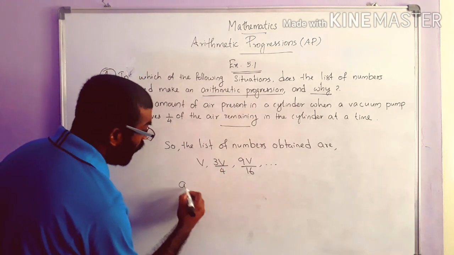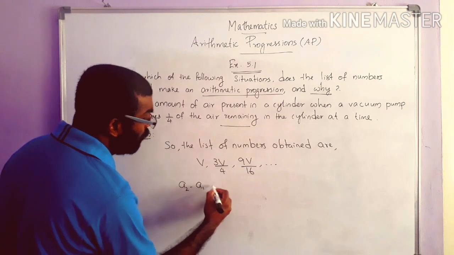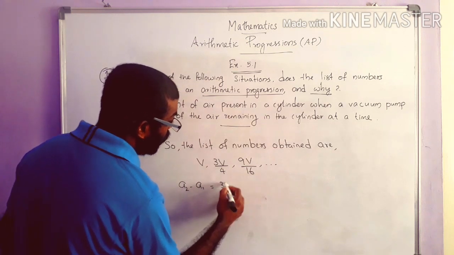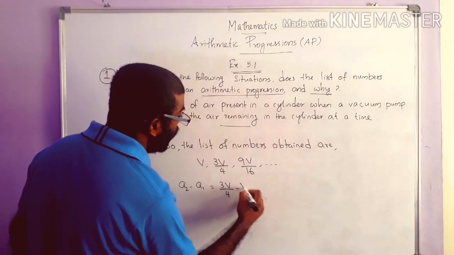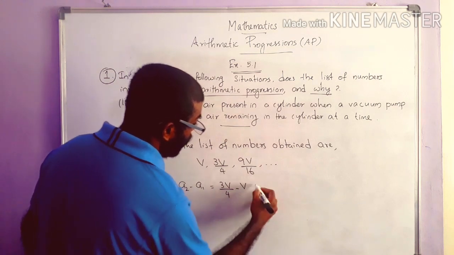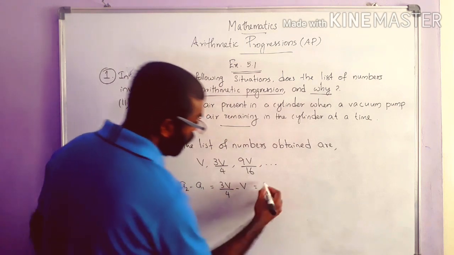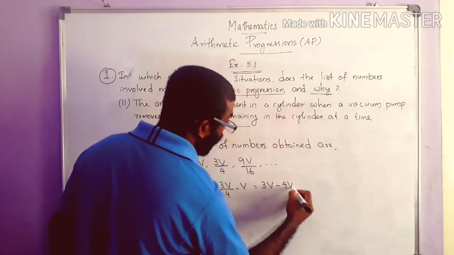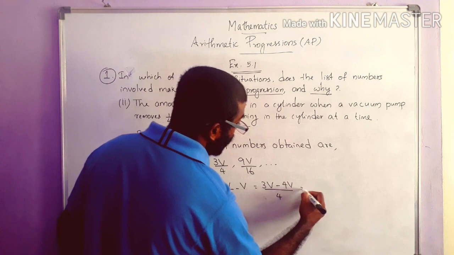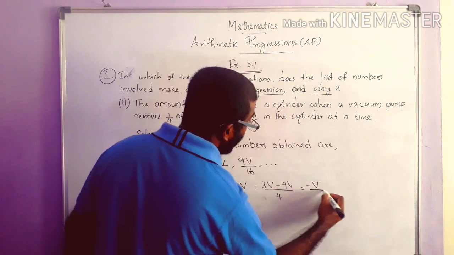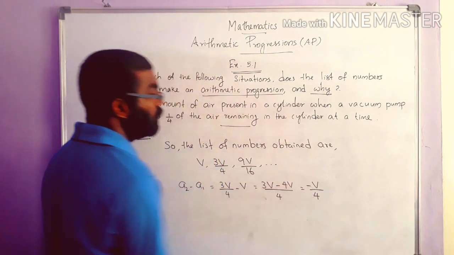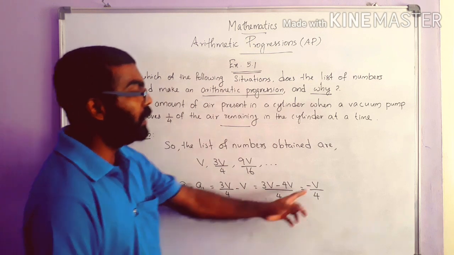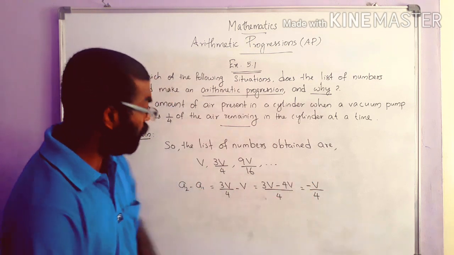So for that we can find A2 minus A1, which is equal to 3V by 4 minus V, which is equal to, we can cross multiply, 3V minus 4V divided by 4. 3V minus 4V is minus 1V, that is minus V divided by 4.